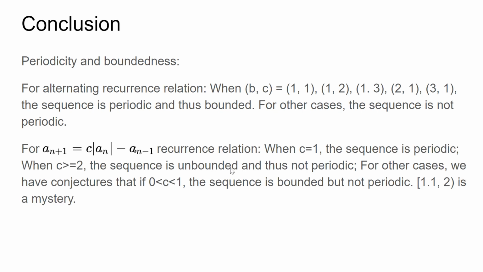Ultimately, I want to make an overall conclusion about the periodicity and boundedness for the following two recurrence relation forms. For the alternating recurrence relation, when the pair of values b, c equals the following values, the sequence will be periodic and thus bounded. For other cases, the sequence is not periodic. For the absolute recurrence relation, when c equals 1, the sequence is periodic. When c is larger than or equal to 2, the sequence is unbounded and thus not periodic. For other cases, we have conjectures for c between 0 and 1, and the interval 1.1 to 2 is a mystery.